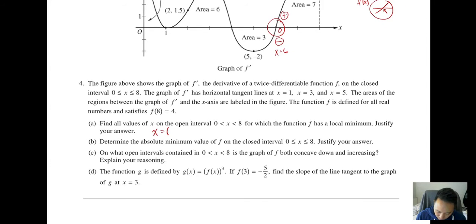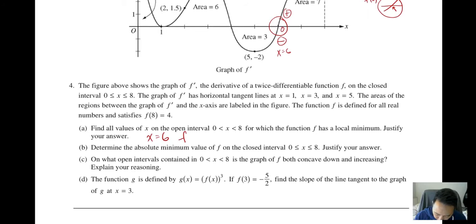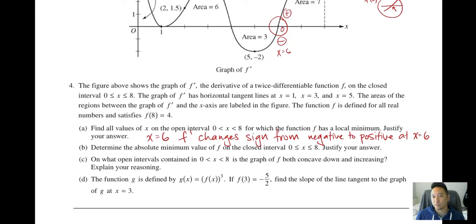I'll squeeze it here for a little bit. And justify your answer. This is important. If you don't justify your answer, I don't believe you'll get any points on this part. Now, how do we justify that? We could say f prime changes sign from negative to positive at x equals 6.